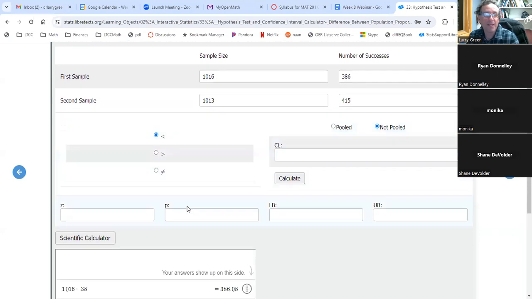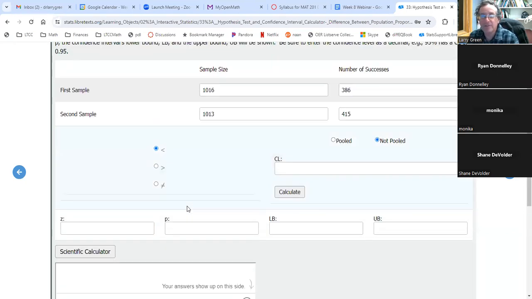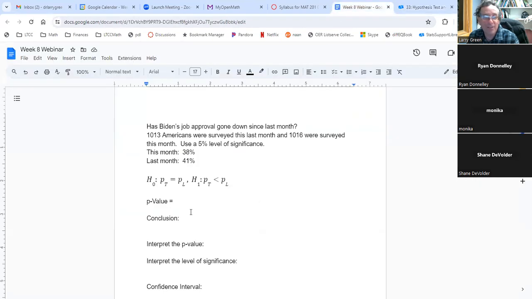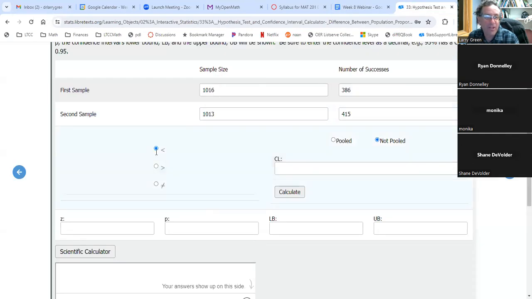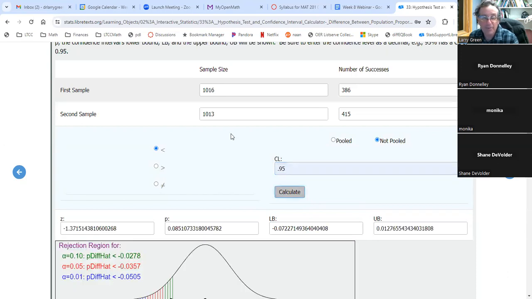Okay. Any questions so far? Okay, we're gonna go for not pooled, just a hint. And now we want, according to our hypothesis, PT is less than PL. So I'm gonna use that less than. What do you think we should use for a confidence interval for this kind of thing? Because this calculator is gonna do everything for us. What do you think of standard confidence? Yeah, 0.95 is what you almost always use for politics. And hit calculate.